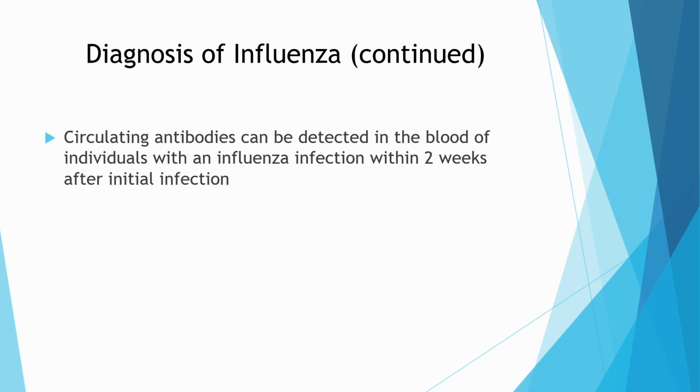Circulating antibodies can be detected in the blood of individuals with an influenza infection within 2 weeks after the initial infection.